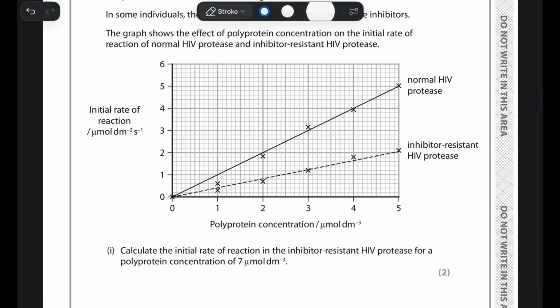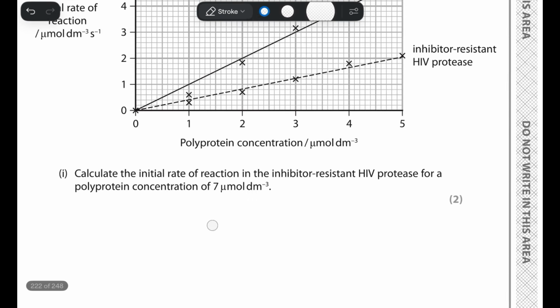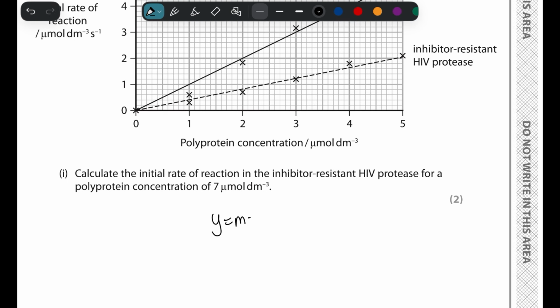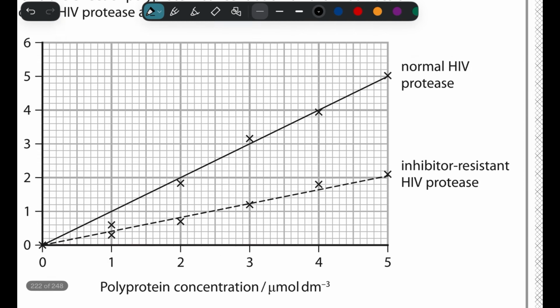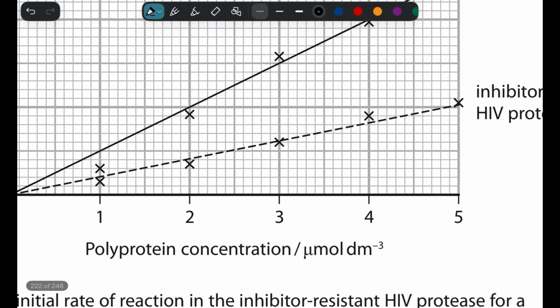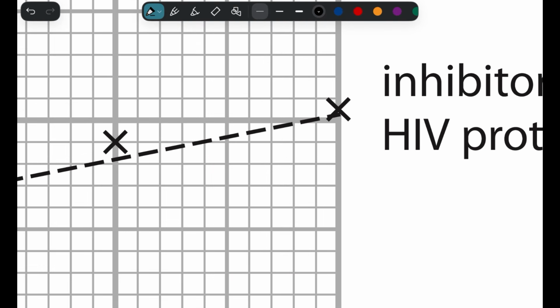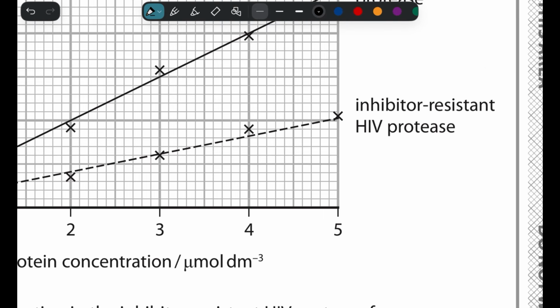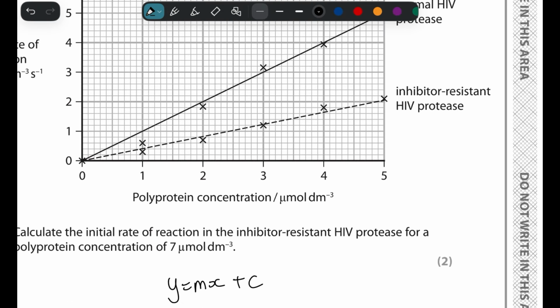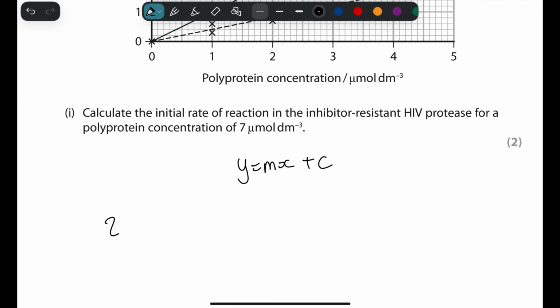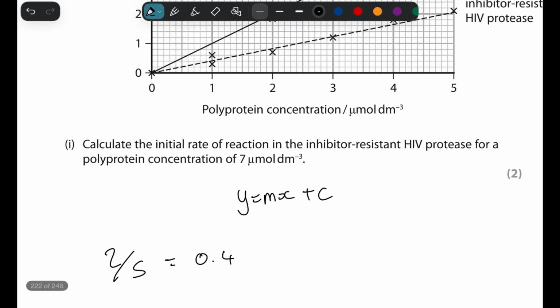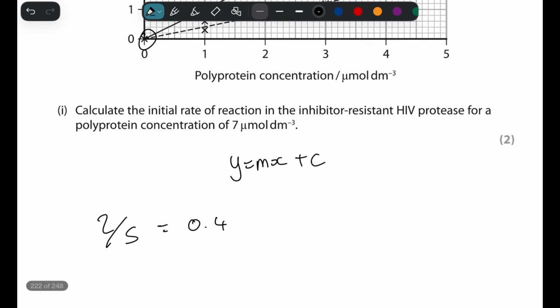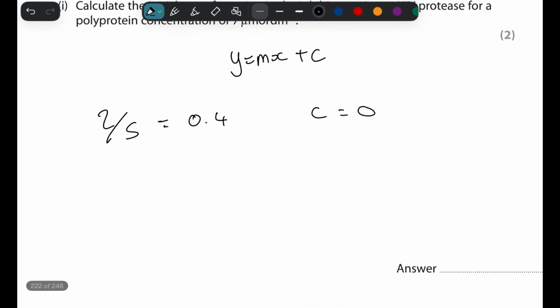In order to do that, I need an equation for the line, and then I can figure it out. So you should remember your y equals mx plus c from GCSE maths. What I'm going to do is calculate the gradient of the inhibitor line. I'm going to say that's about 2, and this is 5. So changing y over changing x, 2 divided by 5 is going to be 0.4. That's our gradient. Now, we can see that it's starting at the origin, so that must mean c is 0. So I'm happy to say y is equal to 0.4x.